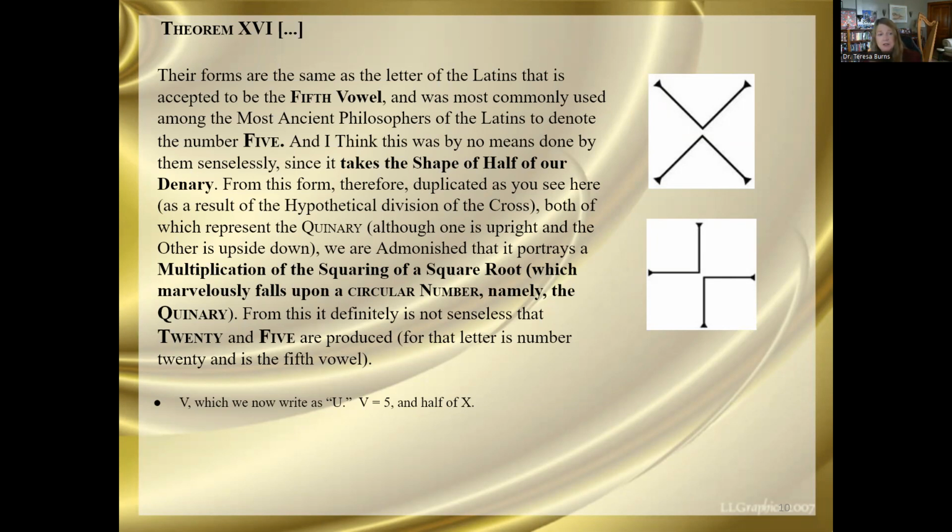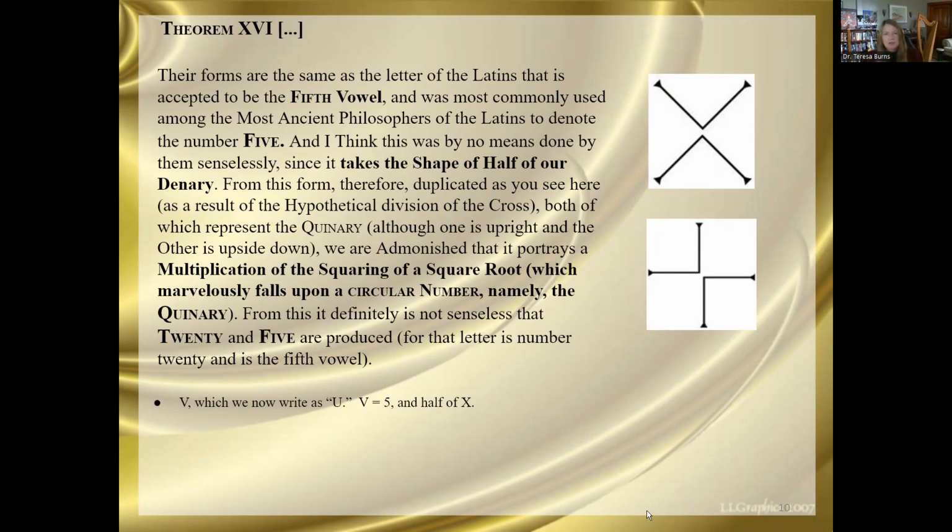And I think this was by no means done by them senselessly, since it takes the shape of half of our denary. There it is, X, 10. Made of 2 5s, 2 V's. From this form, therefore, duplicated, as you see here, as a result of the hypothetical division of the cross, both of which represent the quinary, 5, although one is upright and the other is upside down, we're admonished that it portrays a multiplication of the squaring of a square root, which marvelously falls upon a circular number, namely the quinary.